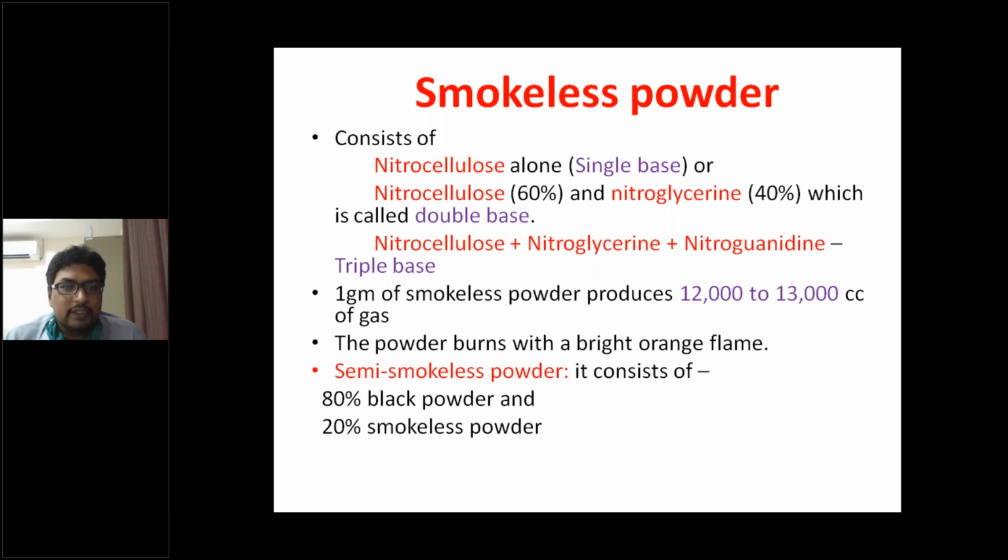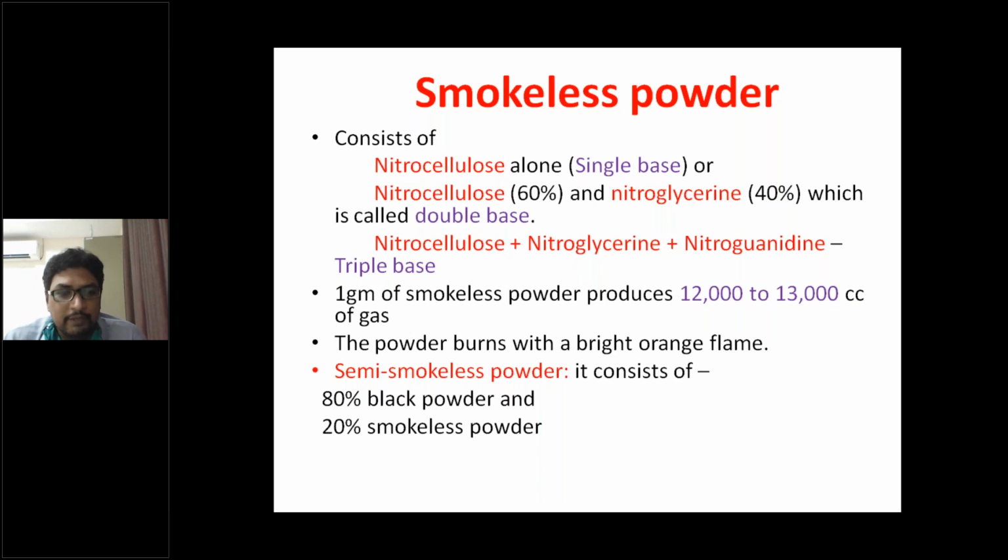So smokeless powder consists of three bases: single base, double base, and triple base. Single base is where nitrocellulose alone is used, double base is where nitrocellulose and nitroglycerin are used, and triple base is nitrocellulose, nitroglycerin, and nitroguanidine. So single base, only nitrocellulose; double base, nitrocellulose and nitroglycerin; triple base, nitrocellulose, nitroglycerin, and then nitroguanidine.